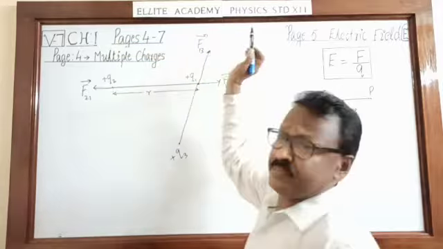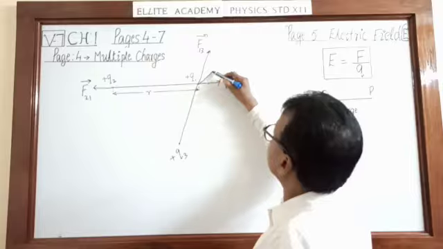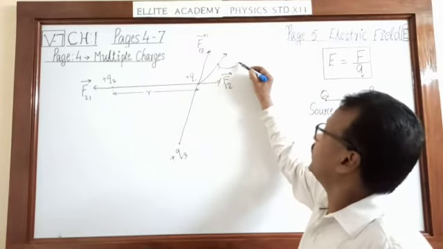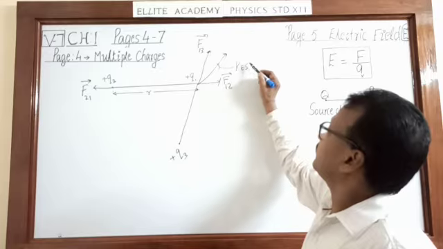I am getting a parallelogram. I show the diagonal. This is going to be the diagonal. It is going to be the resultant. So I write, this is going to be the resultant.